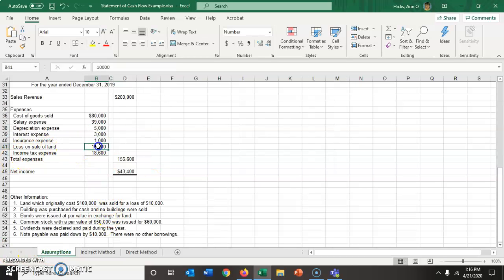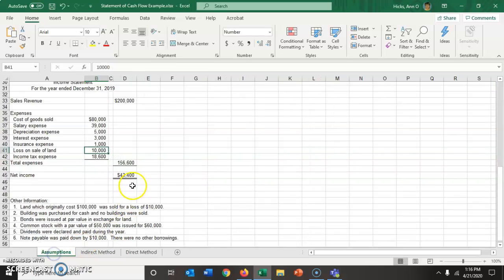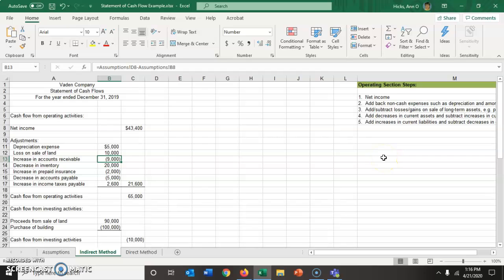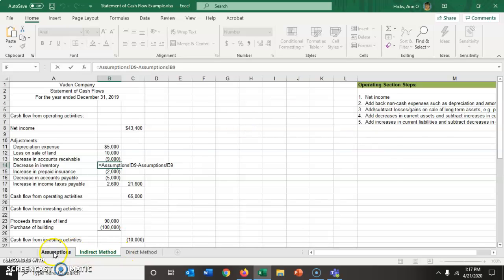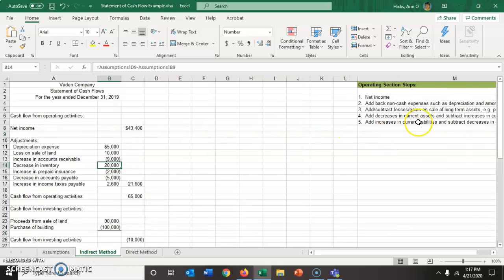I pulled that straight off the income statement. It reduced our income, but the loss did not reduce our cash. And then I went through the current assets and current liabilities. So accounts receivable, if you go to the balance sheets, you can see it increased. So I'm backing that out. If accounts receivable increase, that means we had some revenue that we have not yet collected. Inventory decreased. So I decreased by $20,000. So I will add that back.